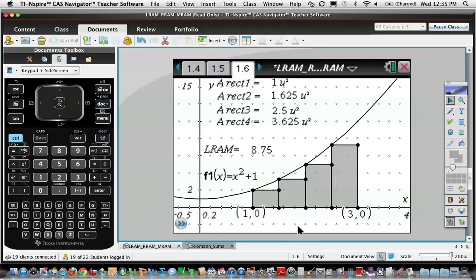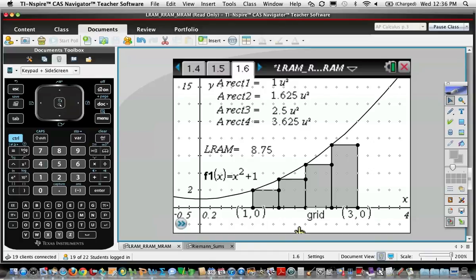So one way to approximate would be to say, well, let's do some areas we know how to do. We know how to do rectangles. Let's put some rectangles under there. Now, is that a very good approximation? No. But the name LRAM, RRAM, and MRAM, what LRAM means is a left rectangle approximation method. Why are these called left rectangles? The left endpoint is on the function.